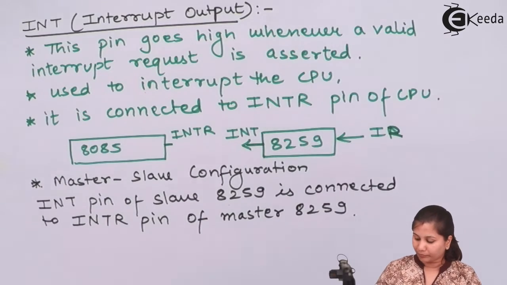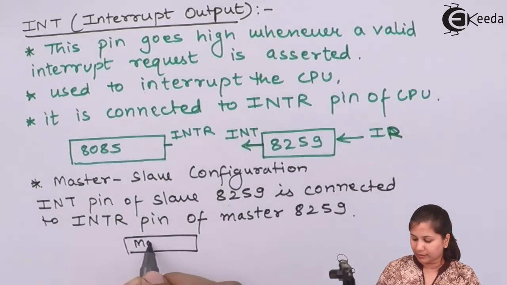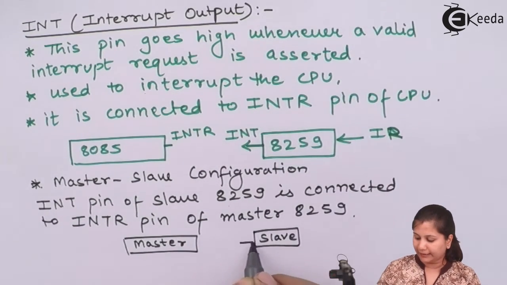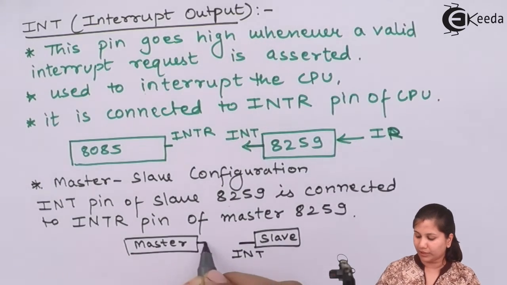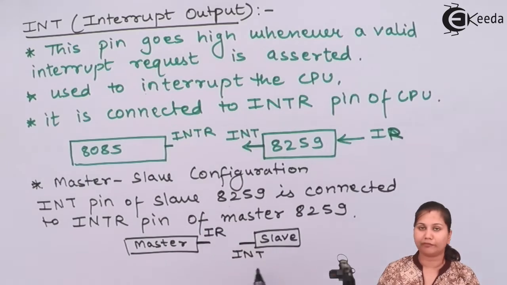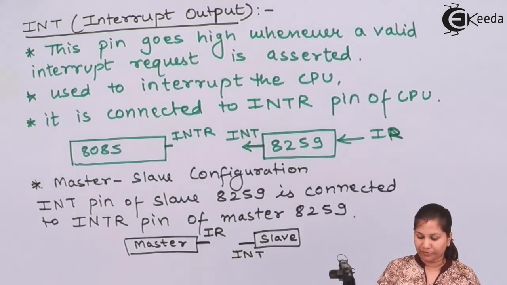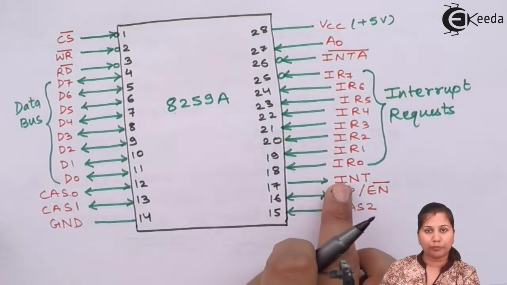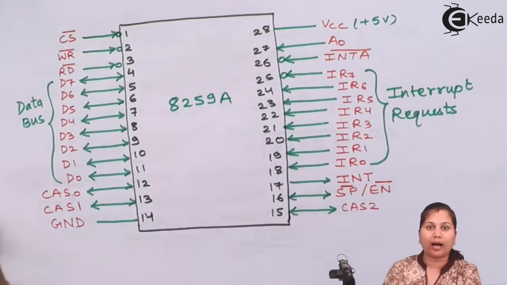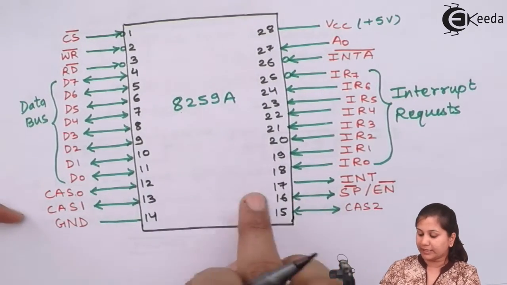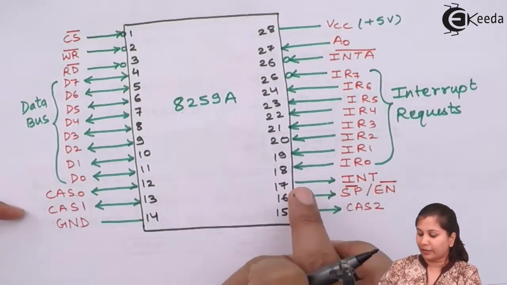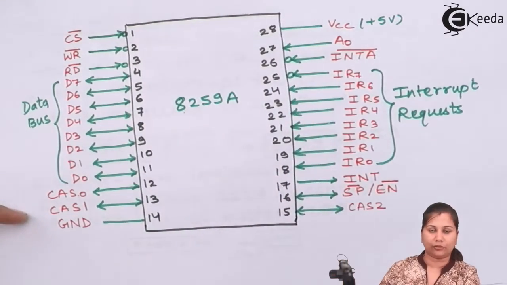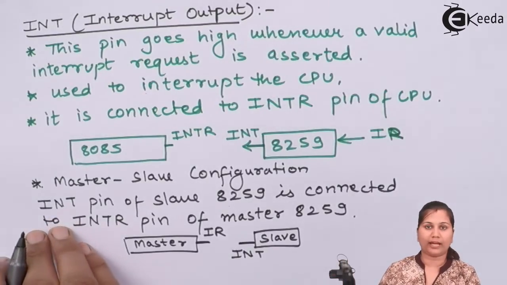So if this is the master and this is the slave, this INT will be connected to this IR interrupt request line of the master. In the pin diagram, we have the INT, which is an output signal, so it is known as the interrupt output. If this is the slave IC, then this interrupt output will be connected to the interrupt request signals of the master IC. That is what I am saying.